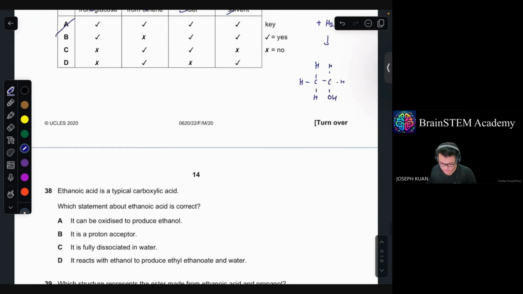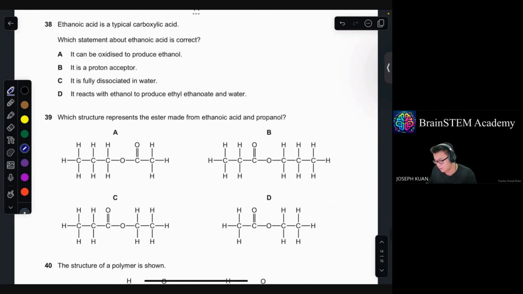All right, moving on to question 38. Ethanoic acid is a typical carboxylic acid. Which statement about ethanoic acid is correct? A, it can be oxidized to produce ethanol. It should be the opposite. Ethanol oxidizes to form ethanoic acid, not the other way around. So answer for A is wrong. B, it is a proton acceptor. Acids are not proton acceptors but proton donors. So answer for B is wrong as well.